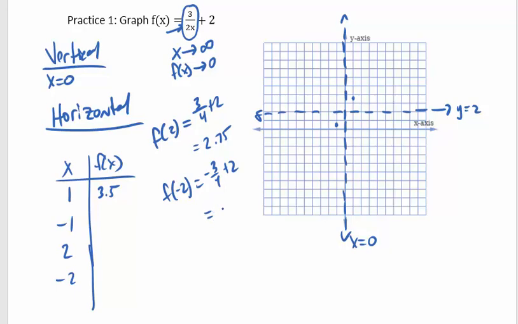So that is going to be a positive 1.25. So when we said 2, we had 2.75. Negative 2, we had 1.25. So at 2 over 2, up 2.75, about there. And then over here, negative 2, we said up 1.25.